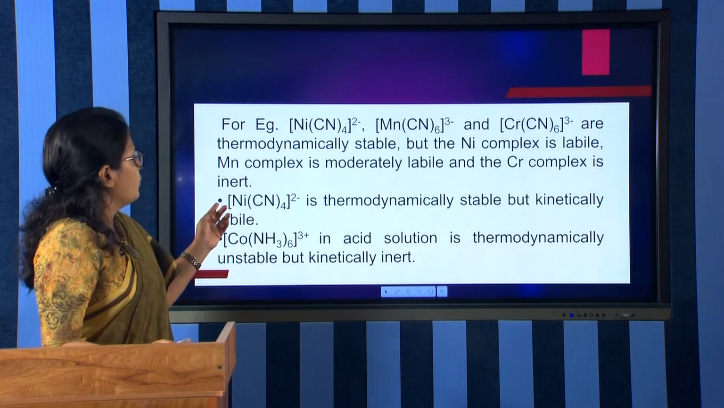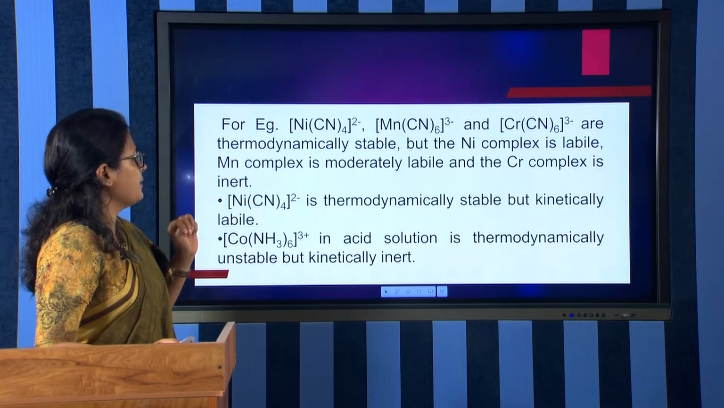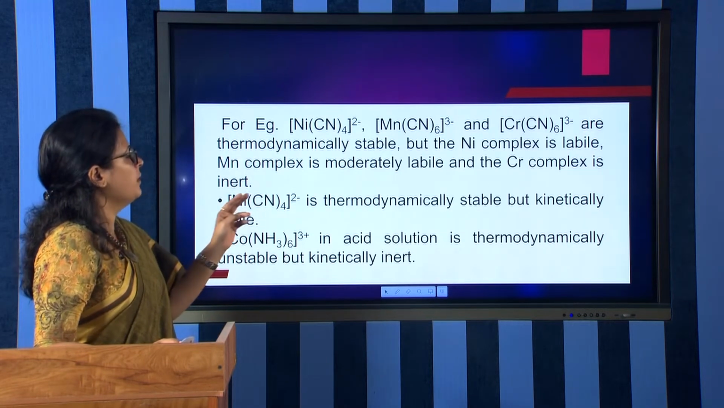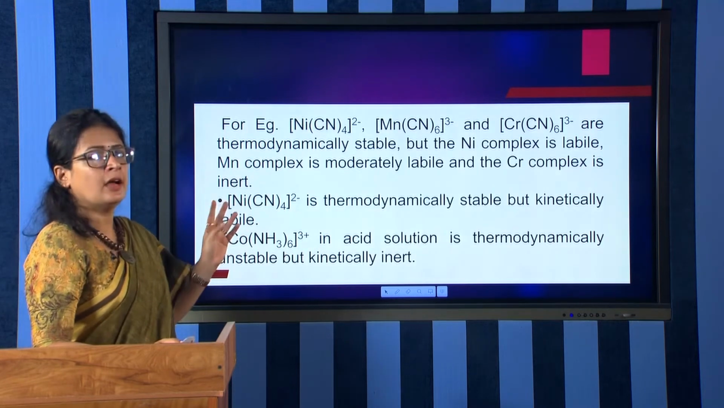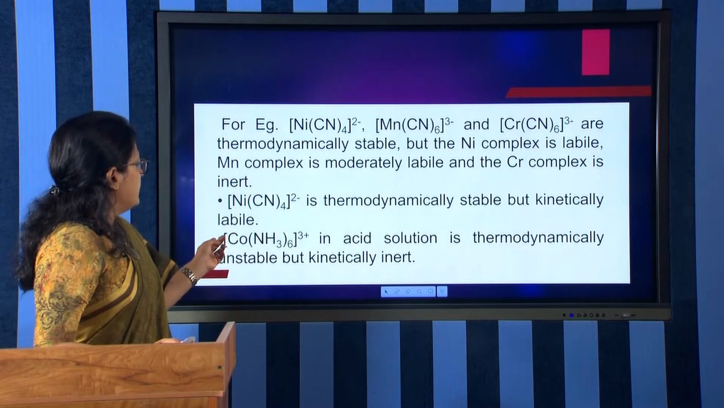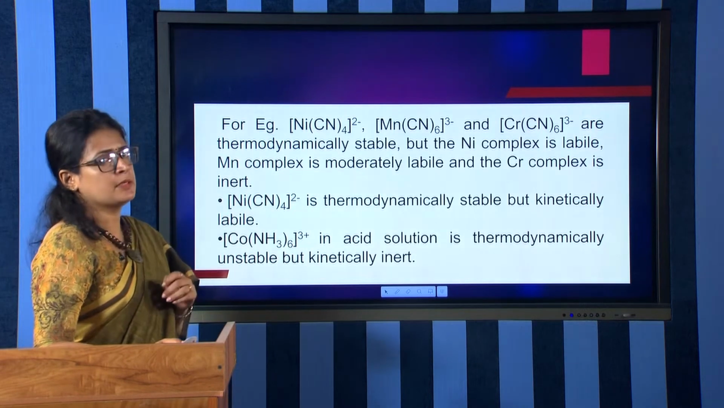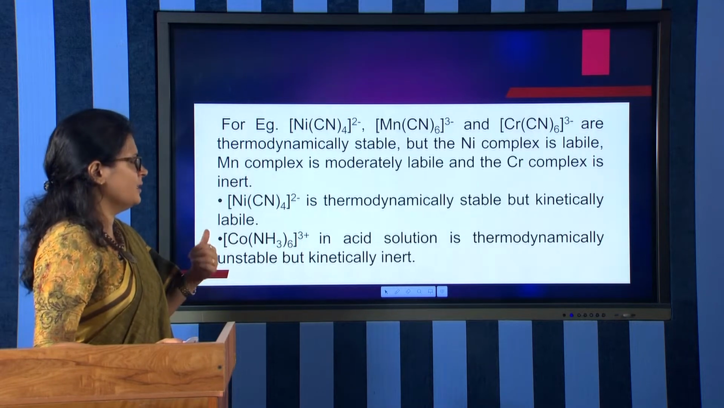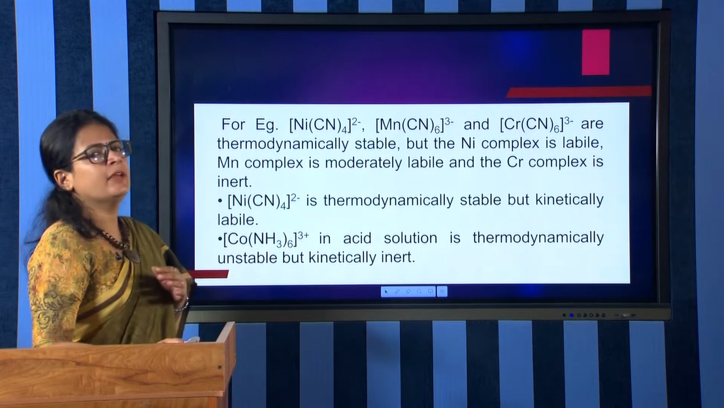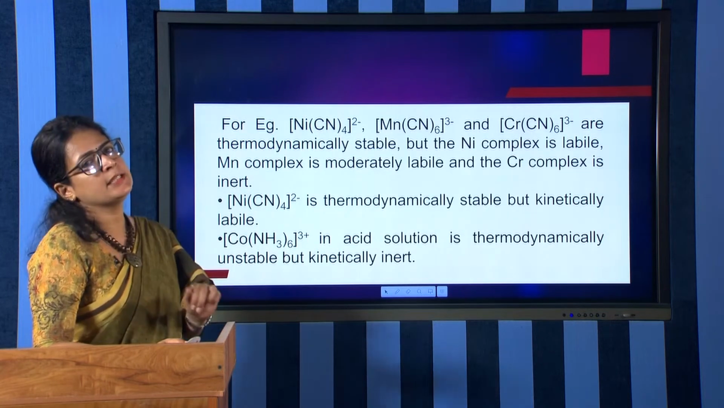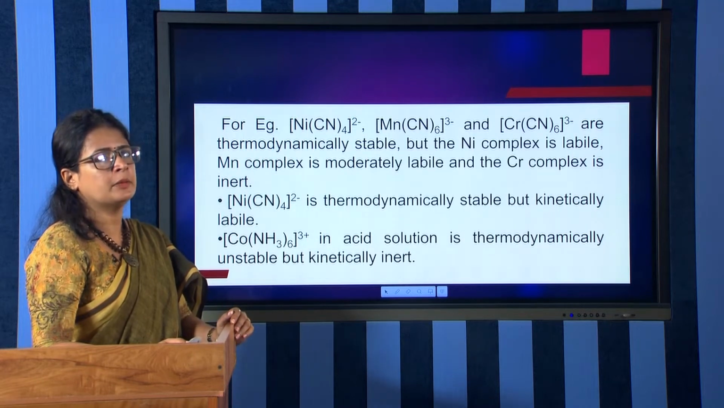The first complex, Ni(CN)4 2-, is thermodynamically stable, but kinetically it is labile. That is the irony. In another example, [Co(NH3)6]3+, this complex in acid solution is thermodynamically very unstable, but kinetically it is inert. So that is the difference between kinetic stability and thermodynamic stability.